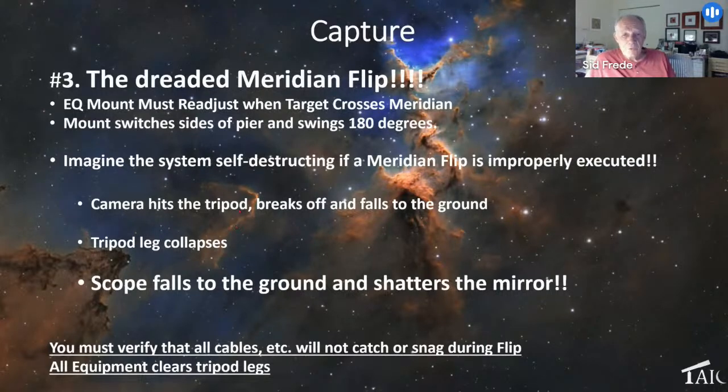What I've done in the past is basically put both the Dec and the RA clutch, release those, and then try to swing the combination in all sorts of combinations so that I'm confident that the cables won't snag and I'm going to miss the tripod.